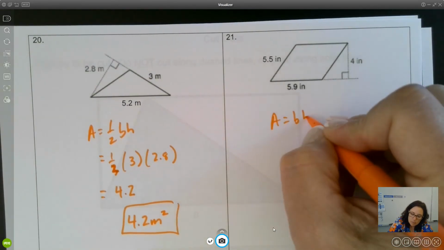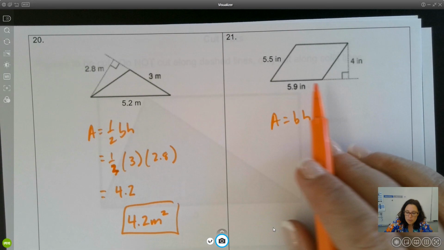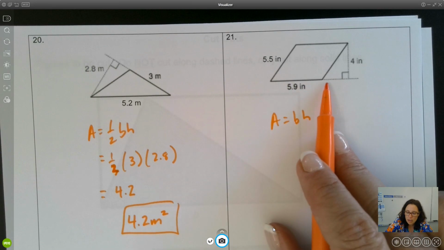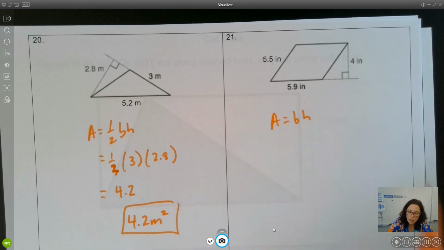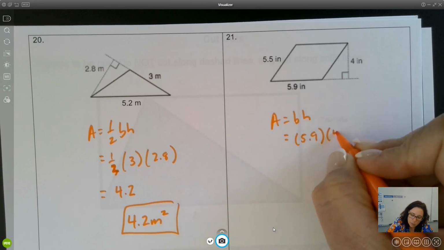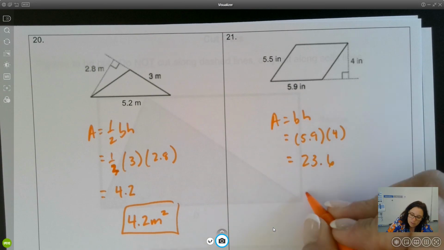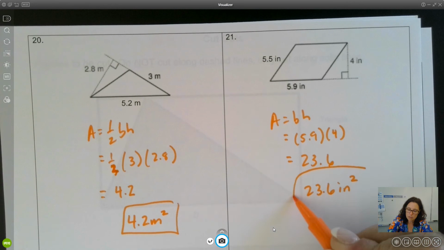This guy, base times height. All right, what numbers are we going to use for a parallelogram? Remember, the base comes to a right angle with the height. So this 5.9 is going to be the base. You don't count this dotted line. That's not part of the parallelogram. It's just there to show the height. So 5.9 times 4, and that came out to be 23.6. So 23.6 inches squared is your answer.